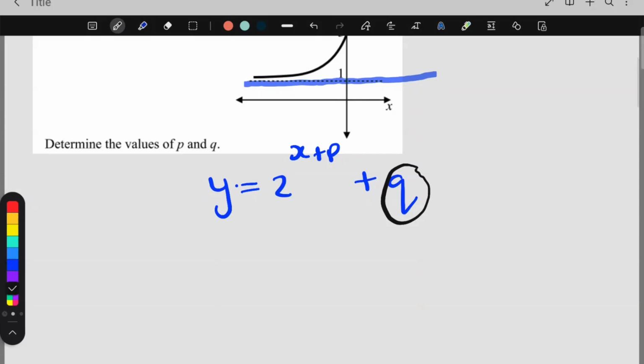So I'm going to write that down. y is equal to 2 to the x plus p, and this stays a positive 1. That's your first mark for subbing in Q.